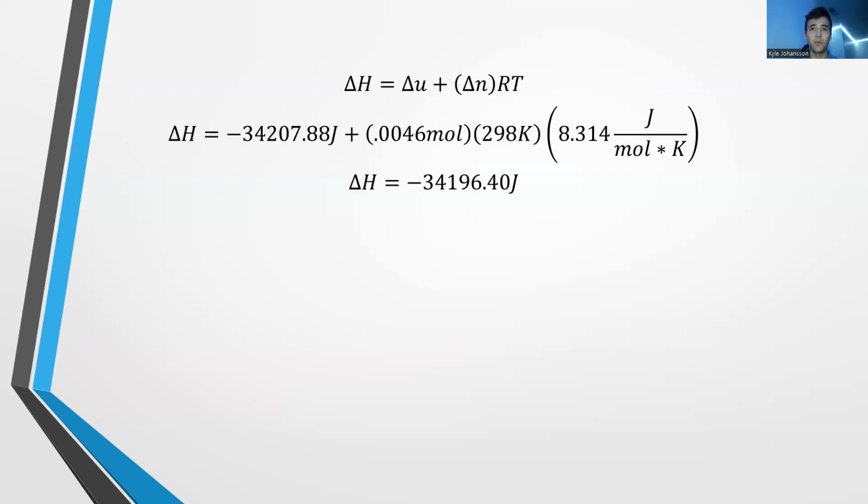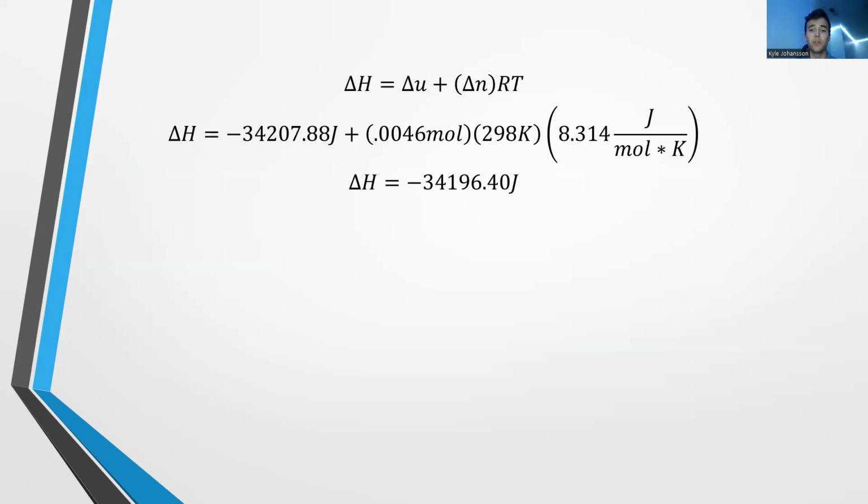After finding the change in moles, the rest of the equation is now known since we had previously solved for the heat. R represents the ideal gas constant, which is known to be 8.314, and the temperature is set to standard conditions, which is 298 Kelvin.